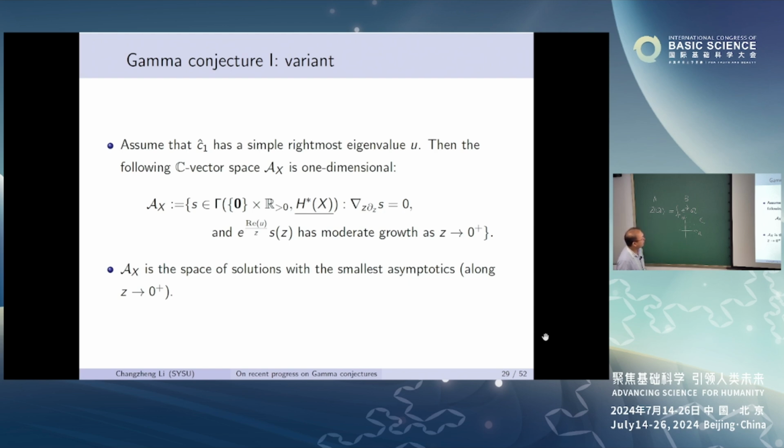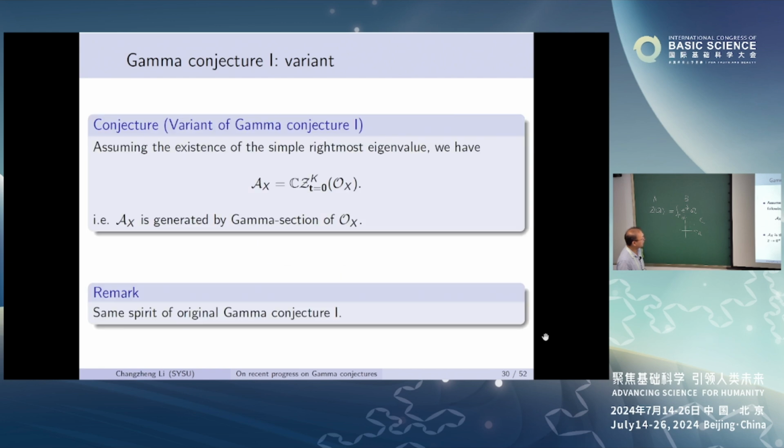One thing is that we can still consider the subspace. Now we consider the moderate growth rate not as the spectral radius, but as the maximum of the real part of the eigenvalue. So this is also one-dimensional as long as this operator has a simple rightmost eigenvalue. Once this holds, we can still state that this one-dimensional subspace is given by the structure shift. In this way, we call it a variant. It has the same spirit as the original gamma conjecture. Okay.